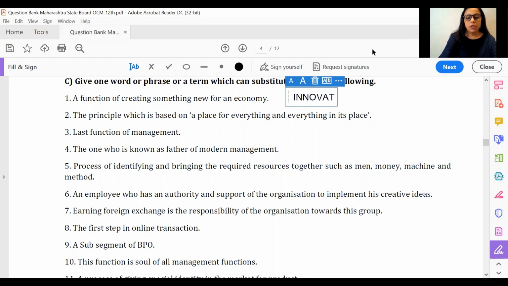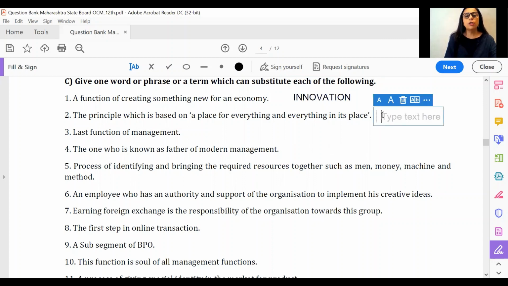Moving ahead to the next one, you have the principle of management, which is place for everything and everything in its place. You see, it's from the first chapter, and we are talking about the principle of order. Yes, the principle of order given by Henry Fayol. This is again the second objective you have.